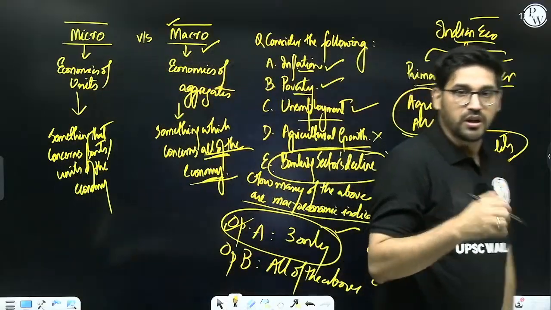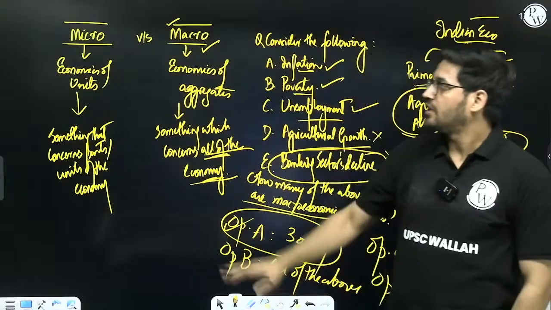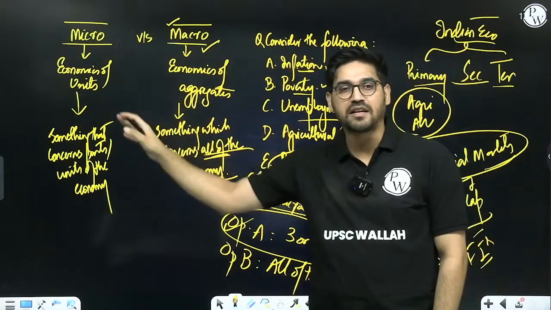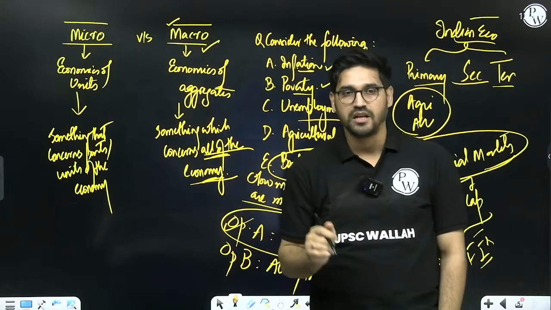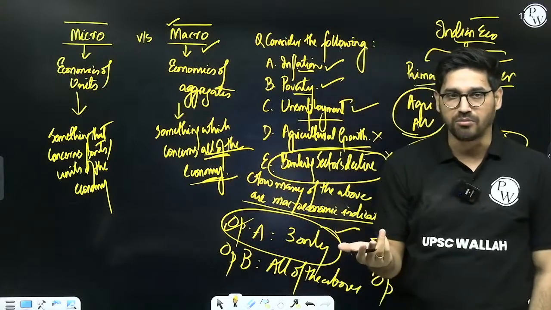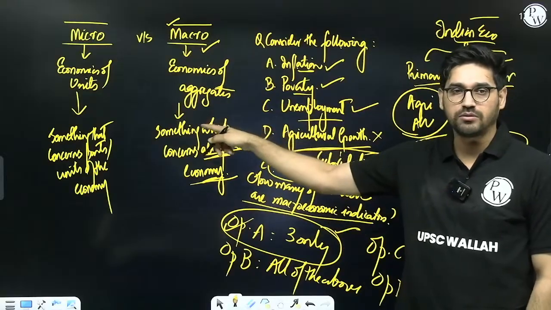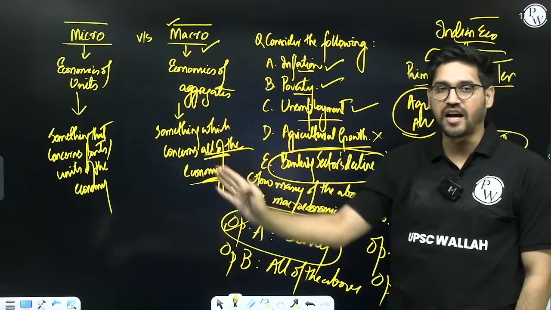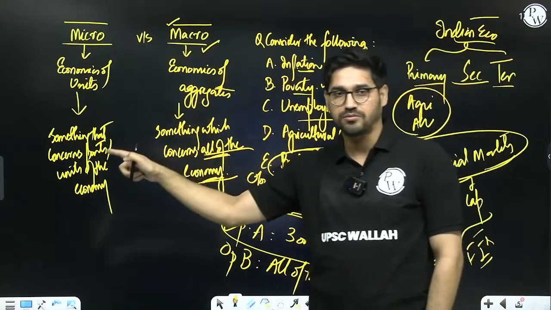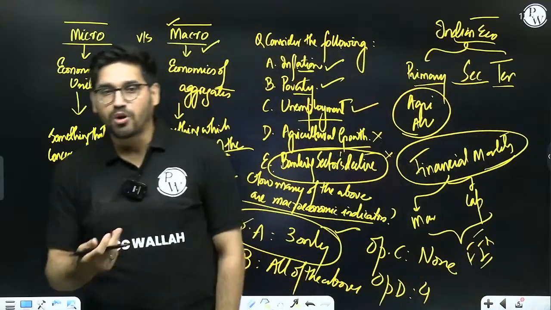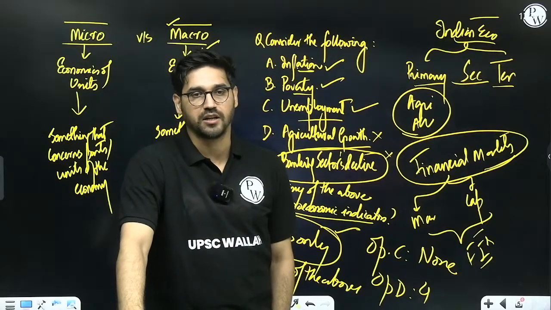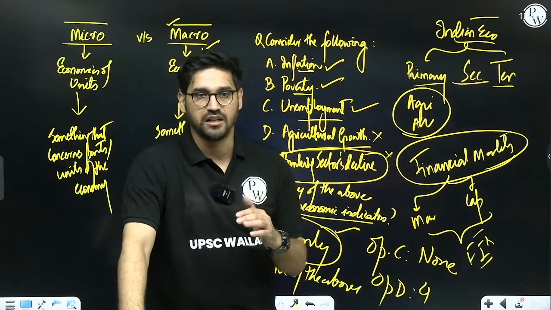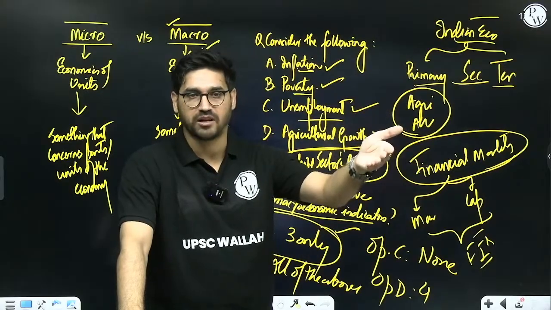For you, it is very simple. You only have to think whether this concerns the entire economy as a whole or not. If it concerns the entire economy, then it is macro. If it does not concern the entire economy, then it is micro. That means unemployment, when we speak of it, we do not talk about a sector of the economy. We are talking about entire India. Therefore, unemployment will be a macroeconomic indicator.